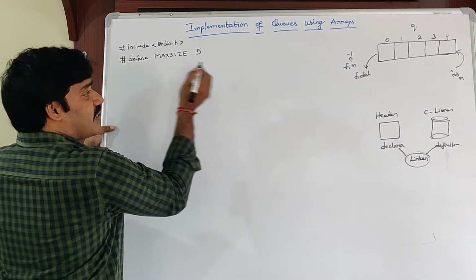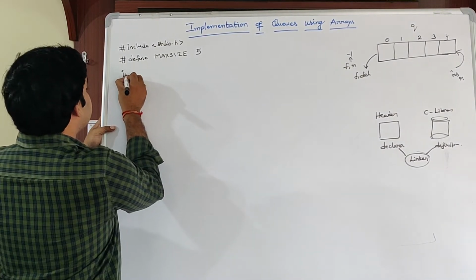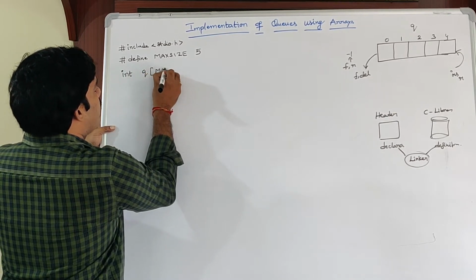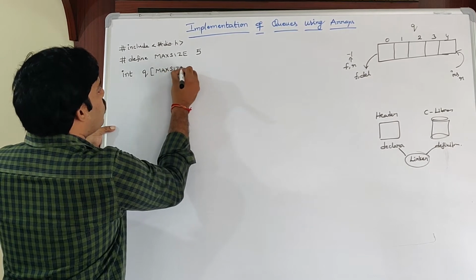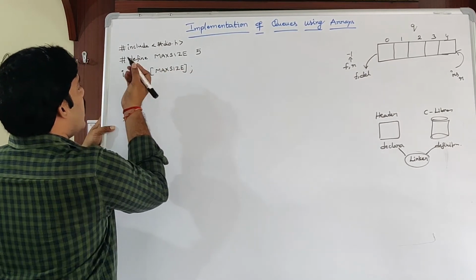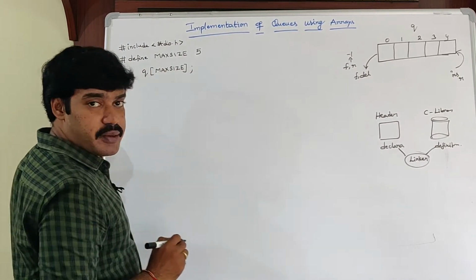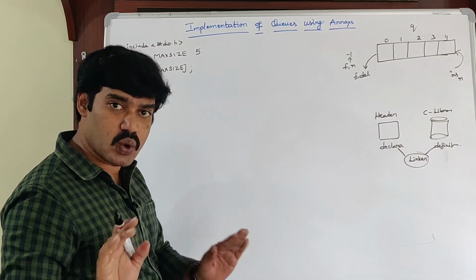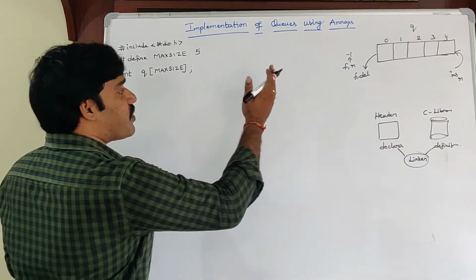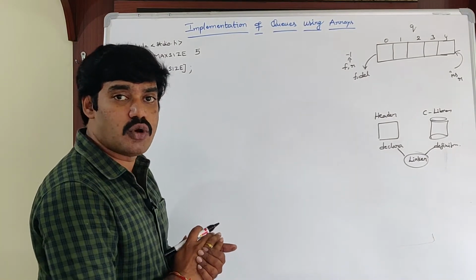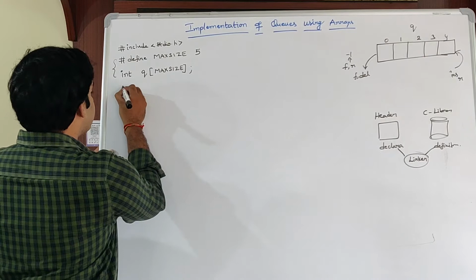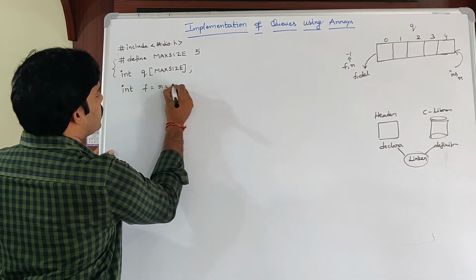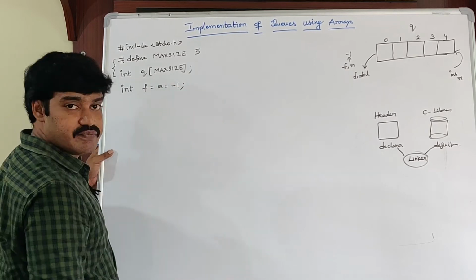Next, declare the queue data structure globally. int queue of, what is the size? MAX_SIZE. int queue[MAX_SIZE]. If you don't want to write these two statements, directly you can write int queue[5] also, not a problem. Choice is yours. Next, initially front and rear are the variables that point to -1. So declare two global variables, int f = r = -1.